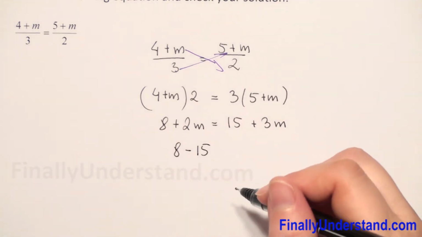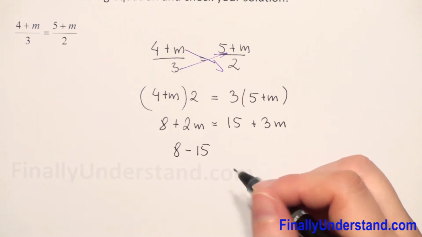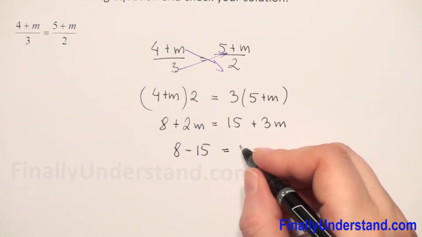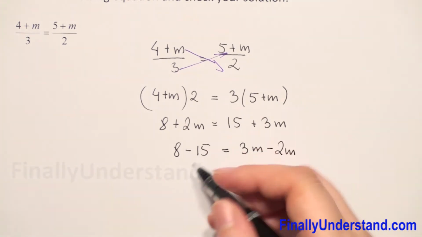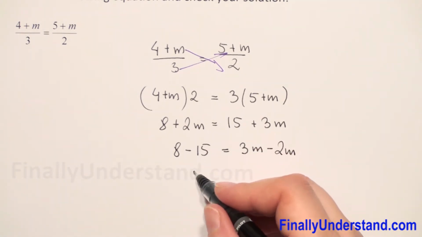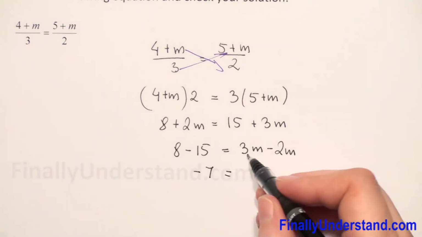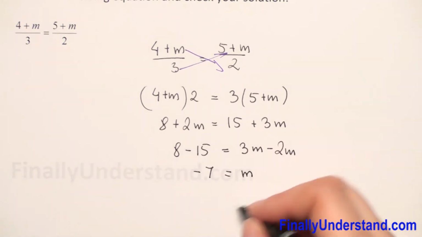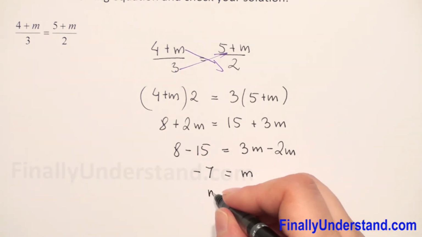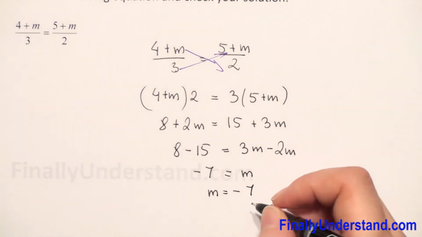When we move to the other side, we have to change the sign. So it will be negative 15 is equal to 3m, and now it will be negative 2m. 8 minus 15 is negative 7. This is equal to 3m minus 2m, which is 1m. So this is m. Now we will change the sides. So it will be m is equal to negative 7.